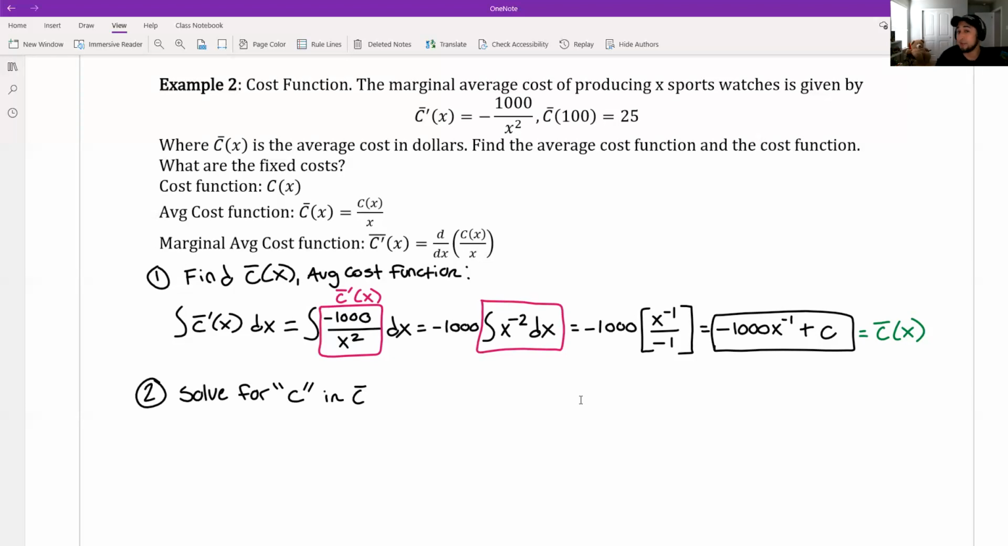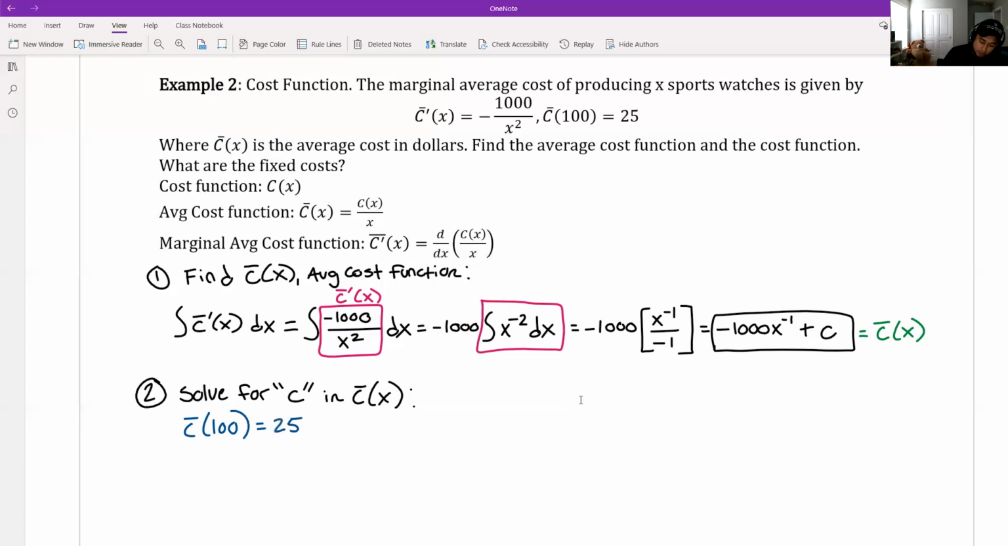And it's a good thing they gave us another clue. The clue to solve for c is given at the top of the problem. We know that c bar of 100 is 25. So that's the clue we are going to use, which means we're going to plug 100 into our new c bar formula. I'm going to rewrite the clue down below. The clue is c bar of 100 equals 25.